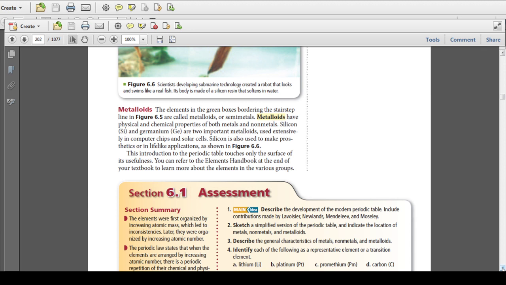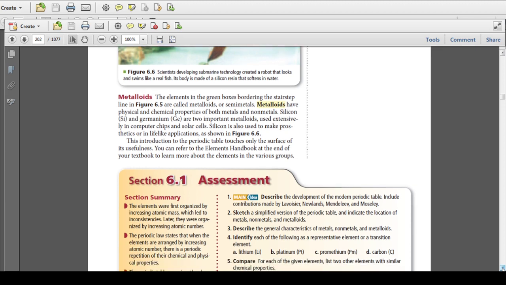This introduction to the periodic table touches only the surface of its usefulness. You can refer to the Elements Handbook at the end of your textbook to learn more about the elements in the various groups.